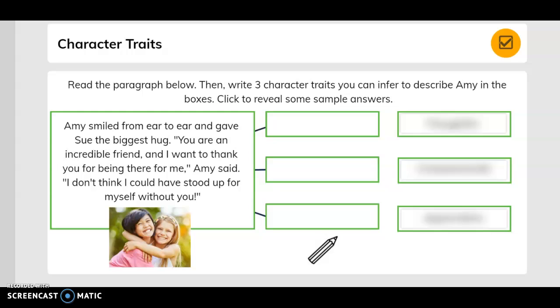Read the paragraph below, then write 3 character traits you can infer to describe Amy in the boxes. Click to reveal some sample answers. Amy smiled from ear to ear and gave Sue the biggest hug. "You are an incredible friend, and I want to thank you for being there for me," Amy said. "I don't think I could have stood up for myself without you."